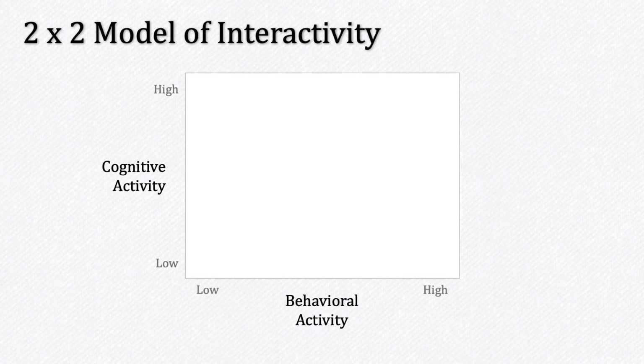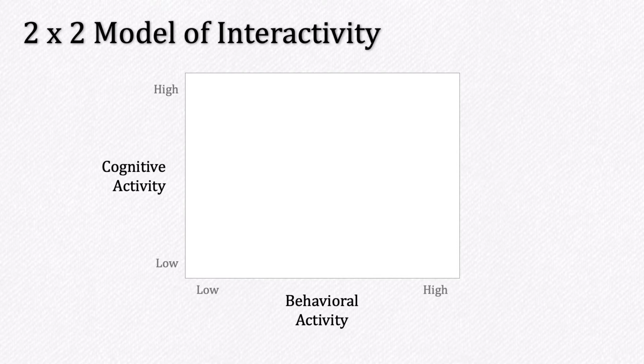And so let's take a look at a very simplistic 2x2 model of interactivity. Now, on the y-axis, we could have a continuum of low to high cognitive activity. And on the x-axis, we could focus on behavioral activity. So not what's happening in the mind, which would be cognitive, but what's happening with the body. What are you doing with your hands? What are you doing with your body? How are you moving? How are you behaving? And of course, that can go from low to high.